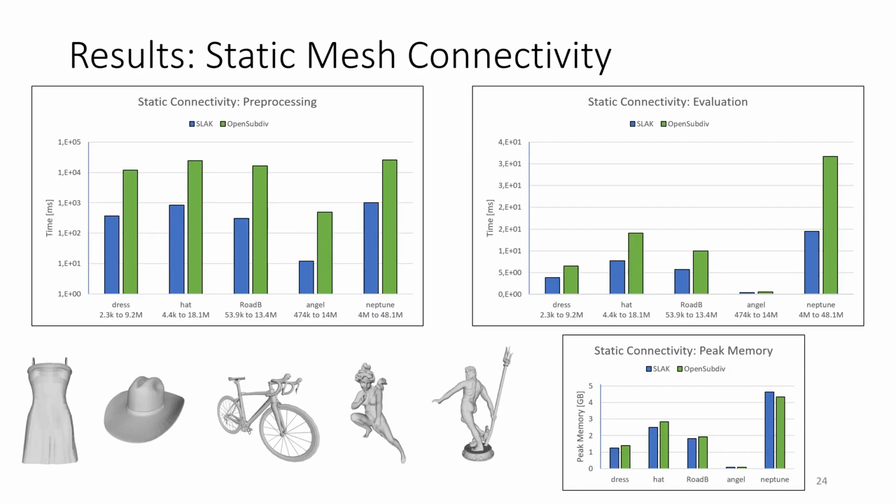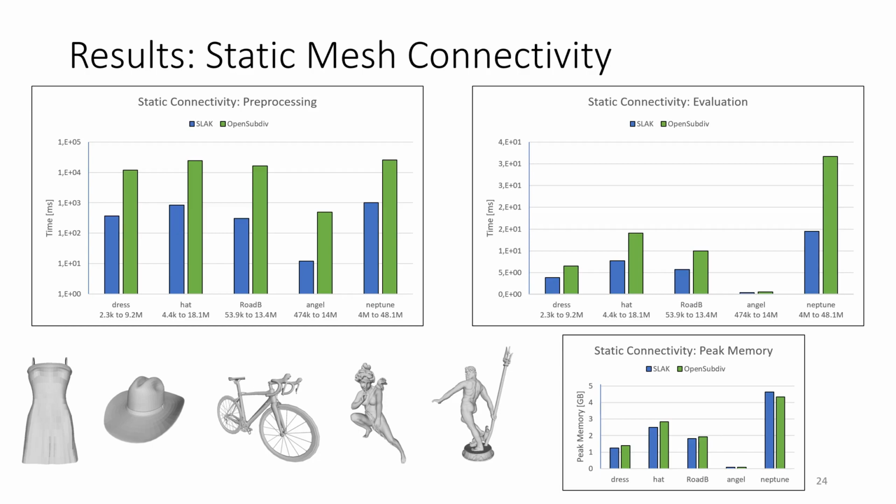The evaluation is split into two parts. On the left, we can see the preprocessing time. For OpenSubdiv, this means refining the topology and computing the subdivision tables on the CPU. Slag computes the adjacency information, refines the topology, and assembles the subdivision matrix on the GPU. The GPU preprocessing of Slag is on average more than one order of magnitude faster than OpenSubdiv's CPU preprocessing.